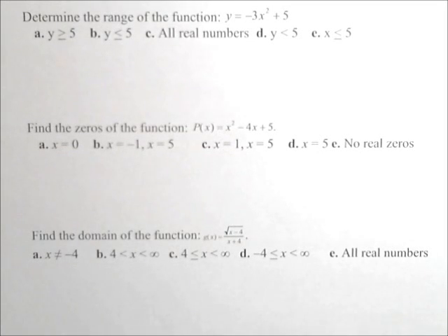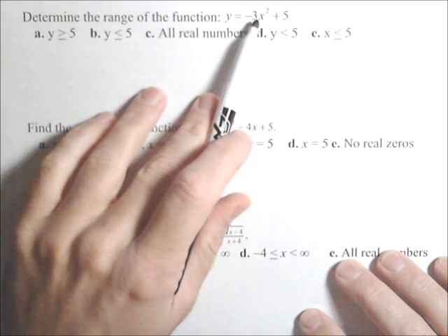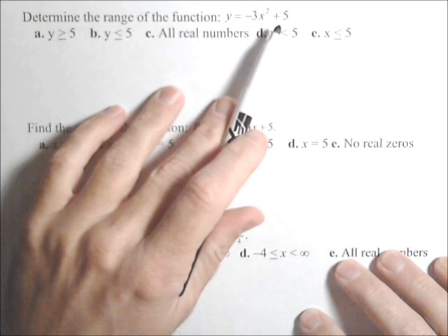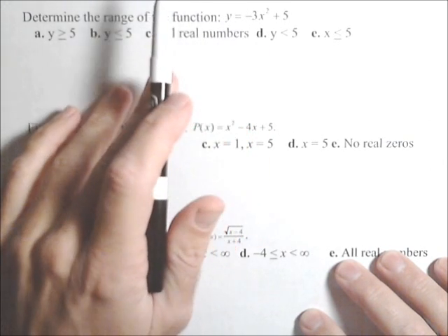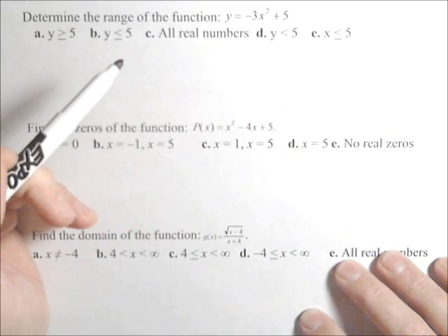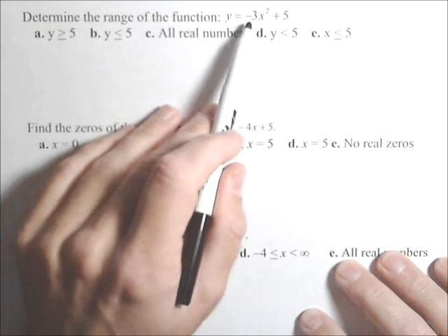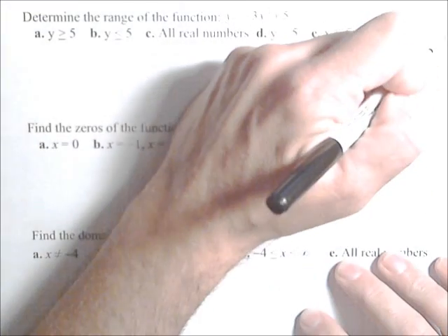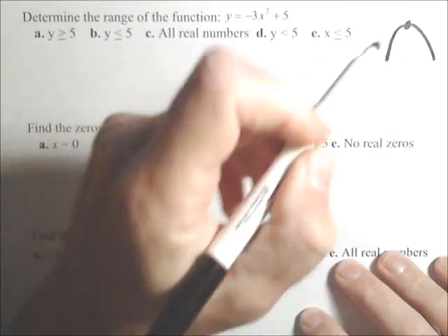So in the next three problems, we have a little variety of things going on here. First off, we're asked to determine the range of the function negative 3x squared plus 5. Now we have a quadratic. Now the domain of a quadratic is all reals. The range, however, because a quadratic can open up or down, is going to be from the vertex up or the vertex down. Because we have a negative a value, we know we're going to have a quadratic that opens down. So what we need to do is identify the vertex.